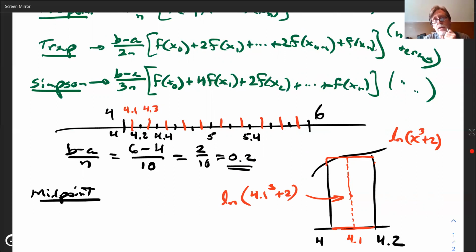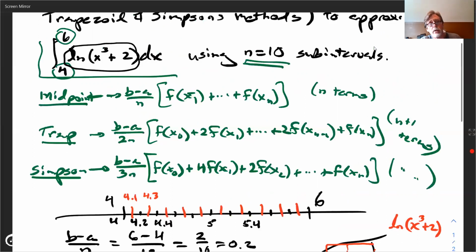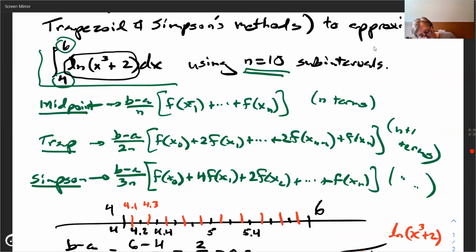Well, each one of these subintervals is multiplied by that same width. That's why the formula says up here for midpoint, this is just the width of each subinterval, and then what you see in here are all the heights. So the way you do midpoint is you plug the midpoints into the function and add that all up.